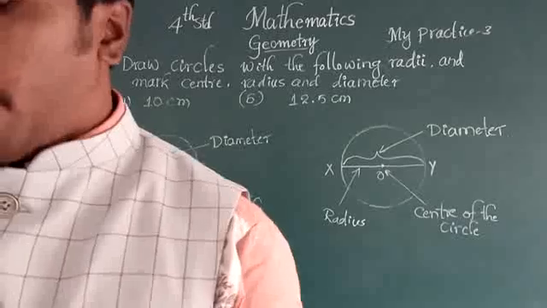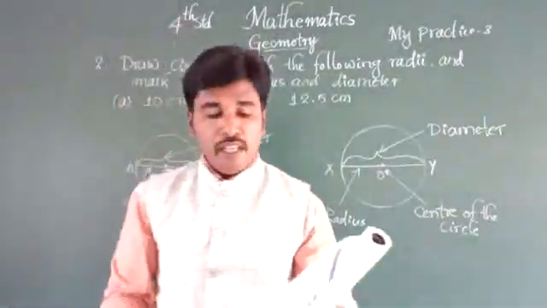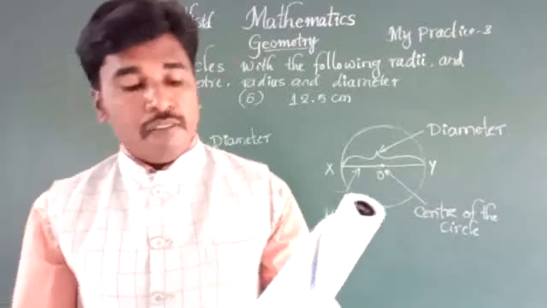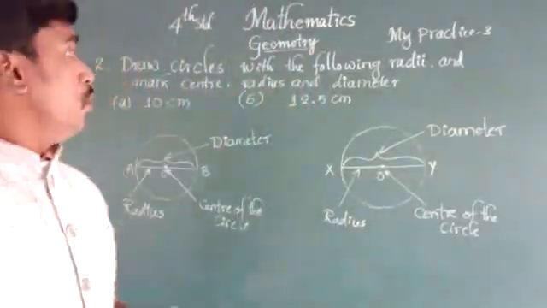Dear children, look at the circle. In the third main, they have given the circle. Answer the following question. What is O? So observe here.